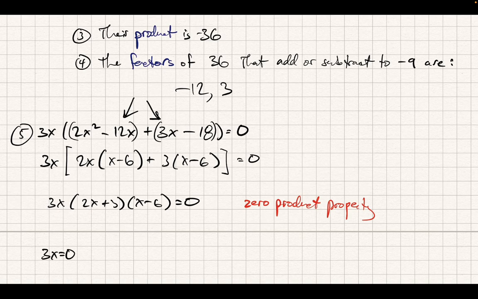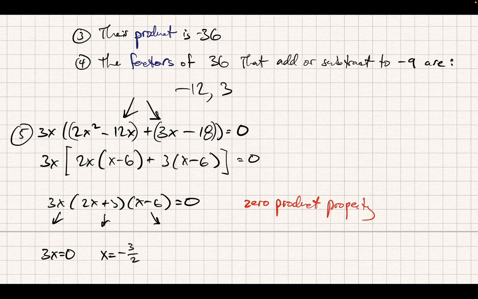What's my second one? 2x equals negative 3, so x equals negative 3 over 2.